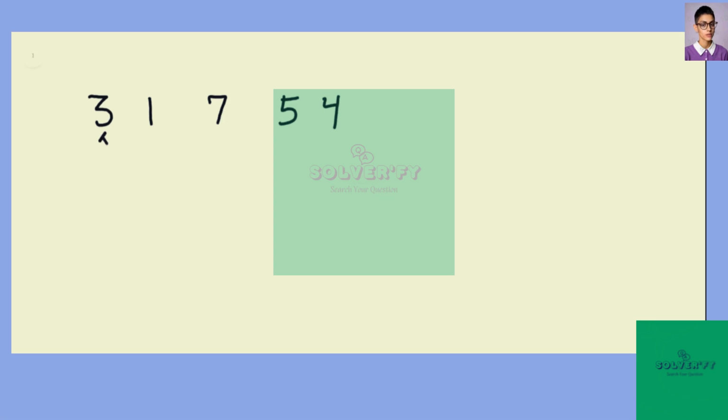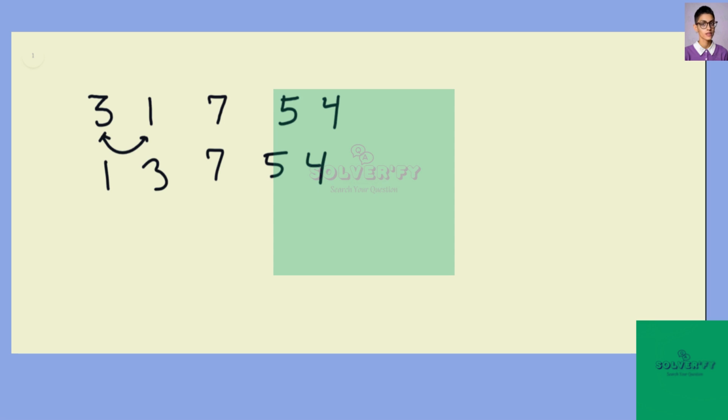So our first iteration through this, it'll compare 3 and 1, and it'll see that they are currently in decreasing order, so it'll swap them. Then we will get 1, 3, 7, 5, and 4.